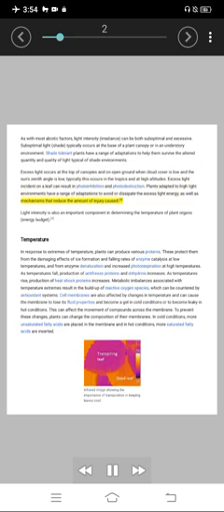3. Light intensity is also an important component in determining the temperature of plant organs' energy budget. 4. Temperature. In response to extremes of temperature, plants can produce various proteins. These protect them from the damaging effects of ice formation and falling rates of enzyme catalysis at low temperatures, and from enzyme denaturation and increased photorespiration at high temperatures. As temperatures fall, production of antifreeze proteins and dehydrins increases. As temperatures rise, production of heat shock proteins increases.